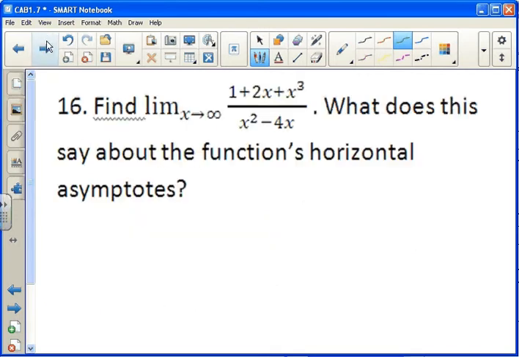16. Find the limit as x approaches infinity. Okay, well, if we look on top, our biggest power is x cubed. On the bottom, it's x squared. So since the power is bigger on top, the limit is infinity. And then it asks, what does this say about the function's horizontal asymptotes? Well, if the limit is infinity, we don't have any. We don't have any horizontal asymptotes. You can't draw a line at y equals infinity. That doesn't even make sense.